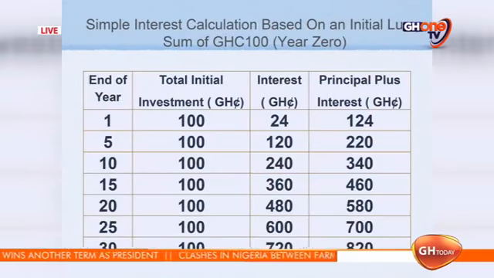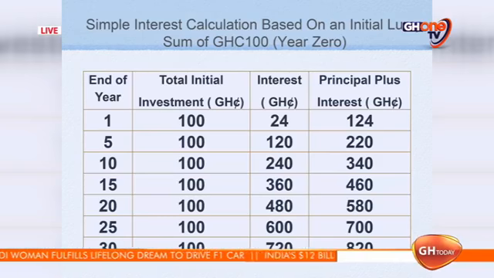In 15 years, 300, and we can go on and on. But I want you to focus on the end of year 30. At the end of year 30, you still have your 100 cedis, which is your principal, but you would have made 20 cedis multiplied by 30 years. That is 600. So you're going to end up with 700 cedis. And if you are watching us, keep that figure in mind for year 30.